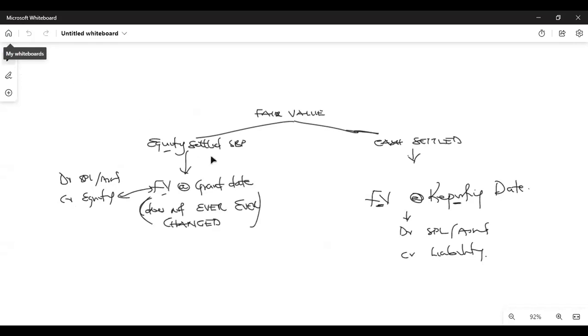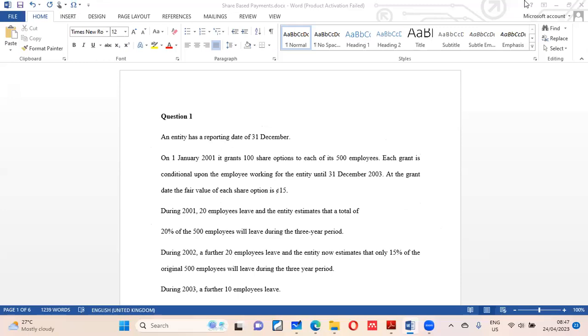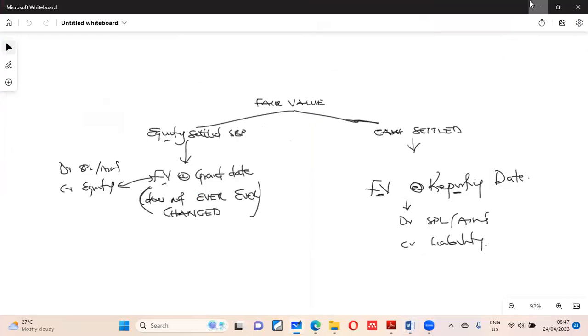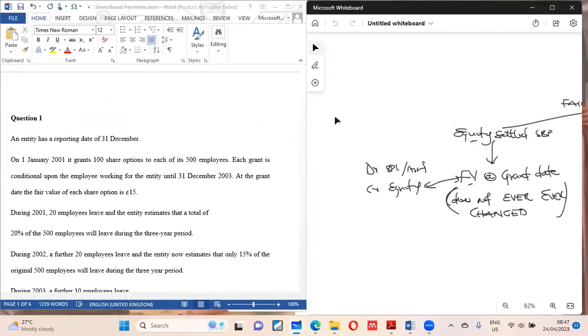All right. So please, let's look at this question to start with. You already have the question. I've shared it with you, the share-based payment thing. So let's deal with the question.